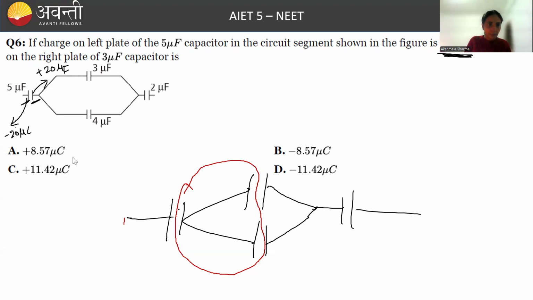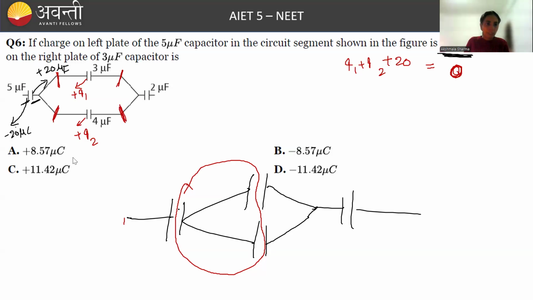So finally, let's say this plate has a positive charge of +q1 and this has a positive charge of +q2. Then according to the question, q1 plus q2 plus 20 will be equal to how much? It will be equal to 0. This is by law.